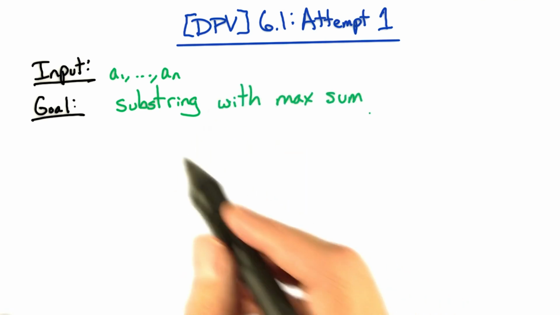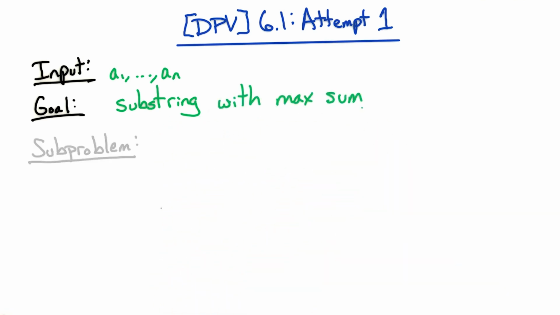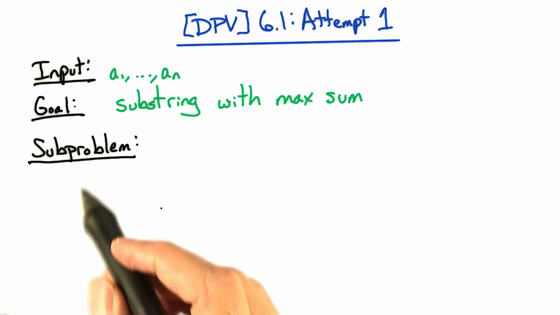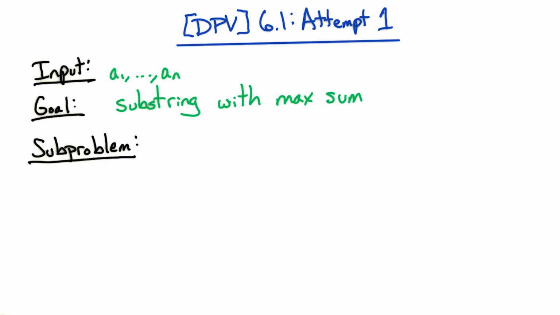And we want to find the substring with maximum sum. Now the first step is to define the subproblem in words. I'm going to try the same problem on a prefix of the input. So I'm going to have a parameter I, which is the length of the prefix, and this is going to vary between 0 and n.